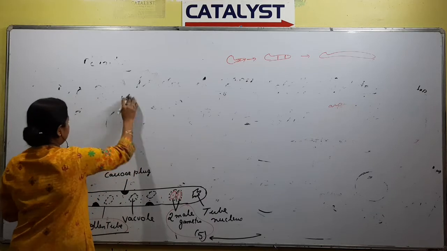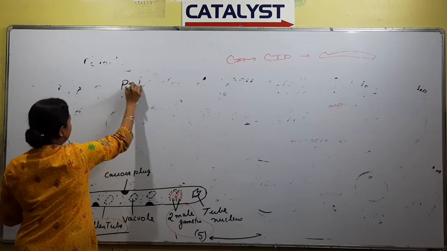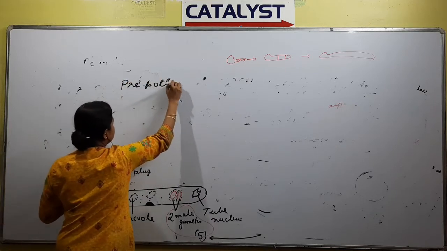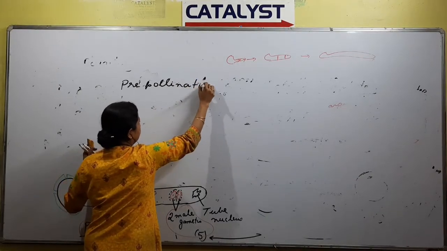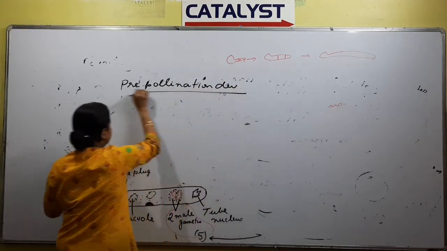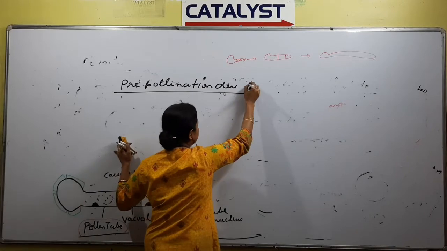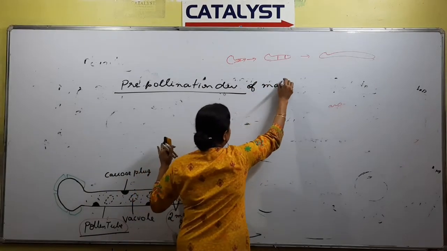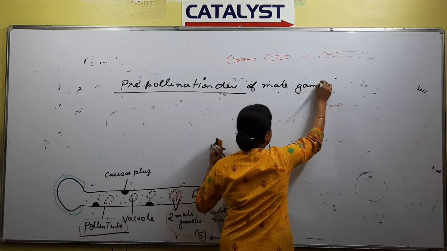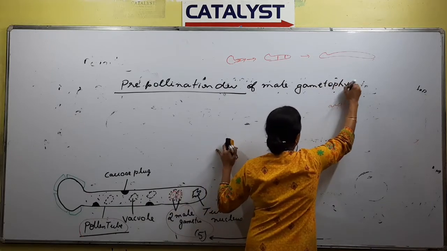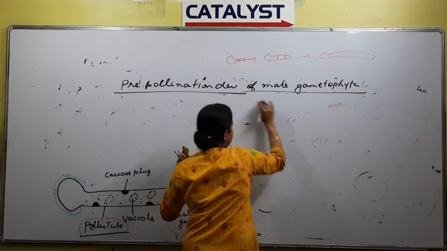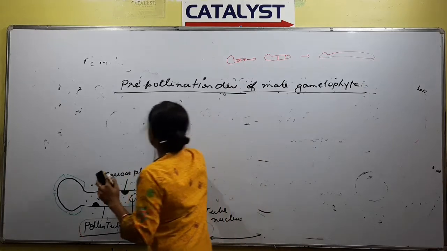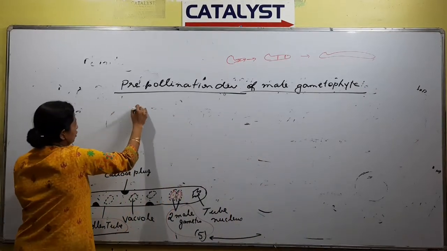So what did we discuss? Pre-pollination development, right? Pre-pollination development of the male gametophyte. So we talk about what? Microspore.